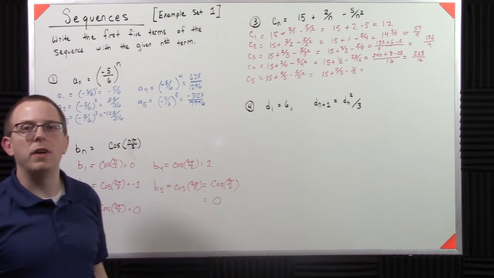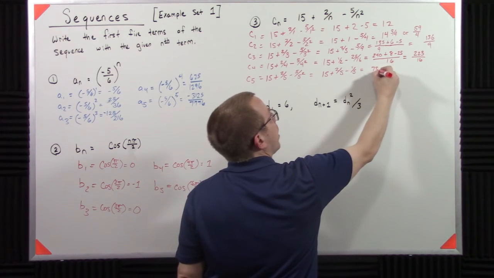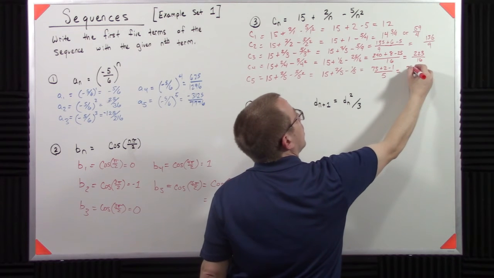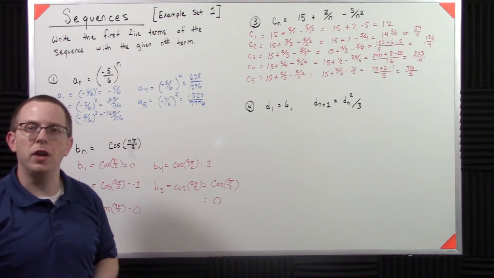So luckily the 5's cancel. We get a common denominator of 5. So 75 plus 2 minus 1, over 5. So we get 76 fifths.